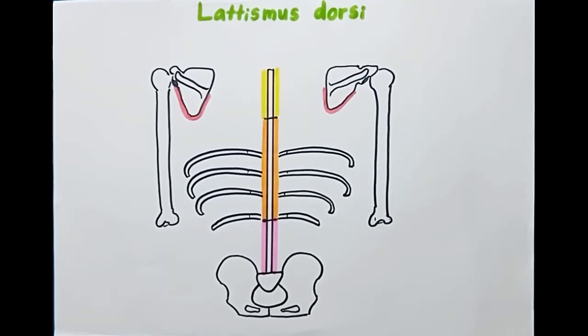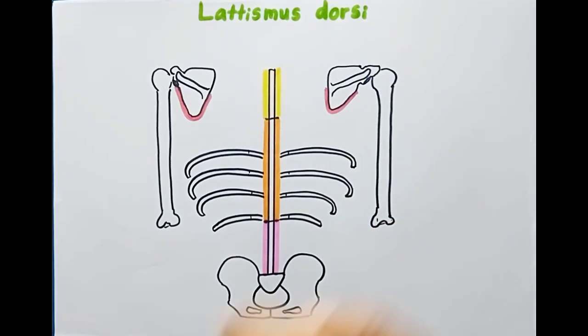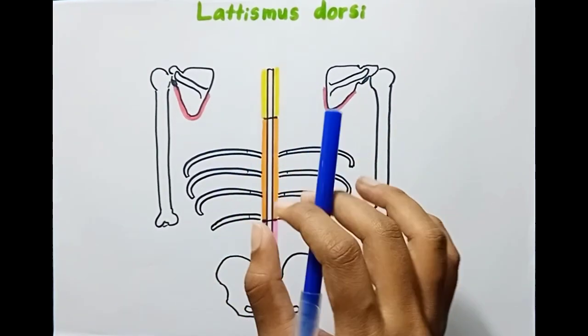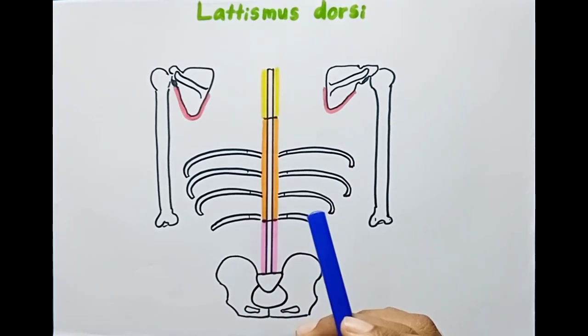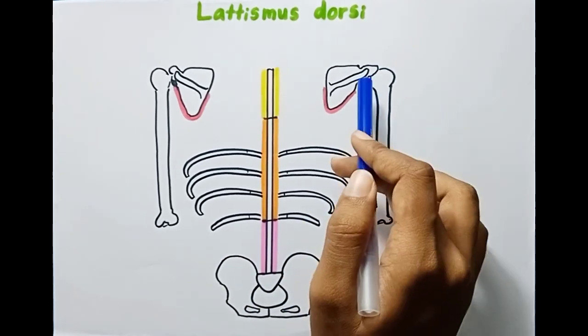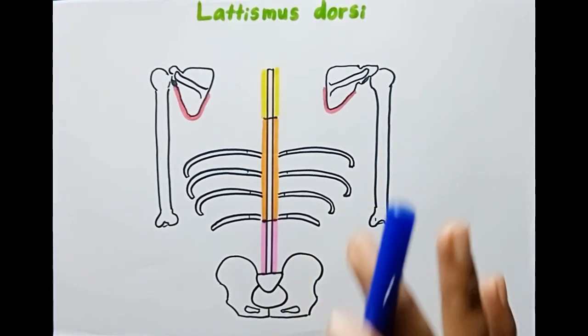A YouTube channel. In this video, we are going to talk about latissimus dorsi. Latissimus dorsi is a large, flat, triangular shaped muscle and it begins from the lower part of the back and attached to the humerus anteriorly. So this is the largest muscle of back.